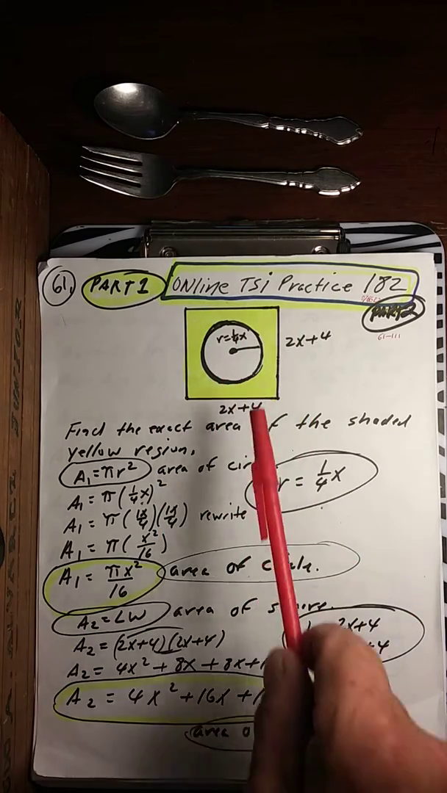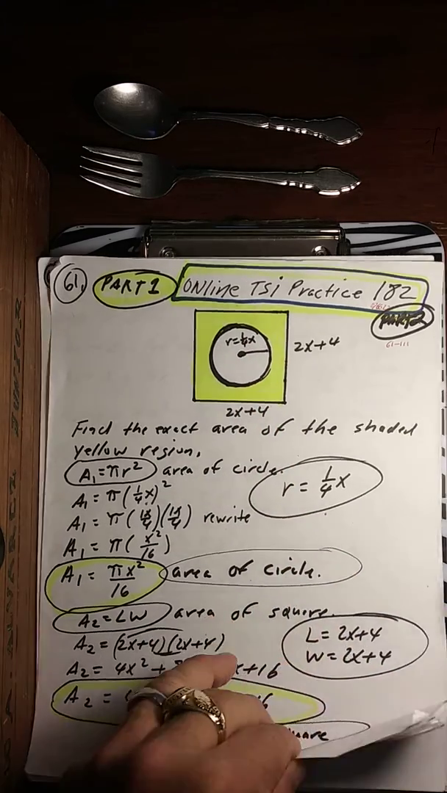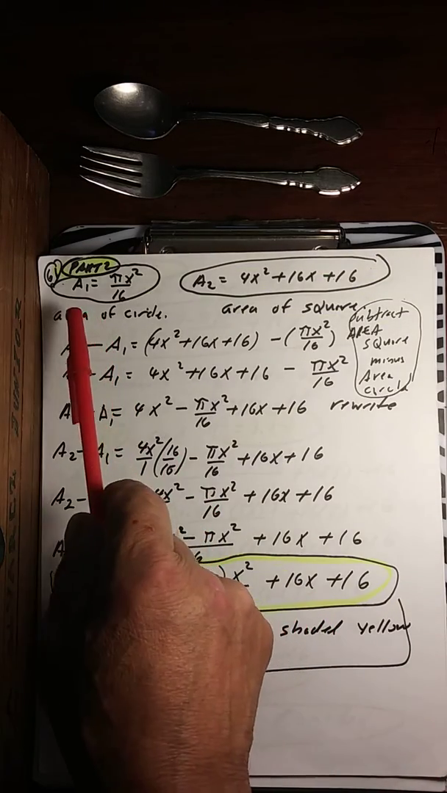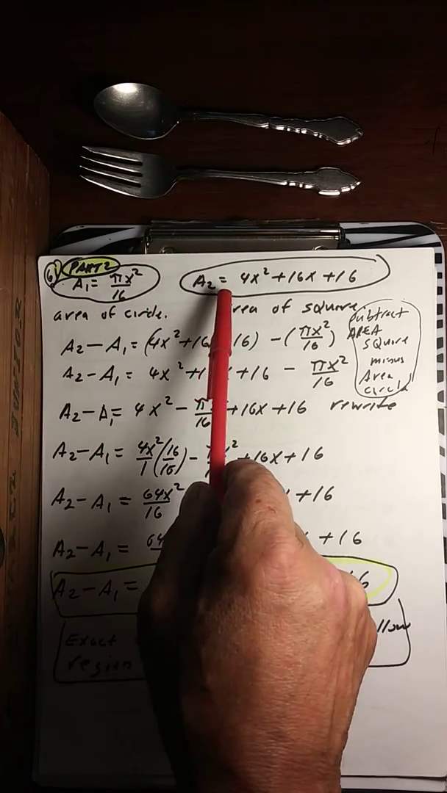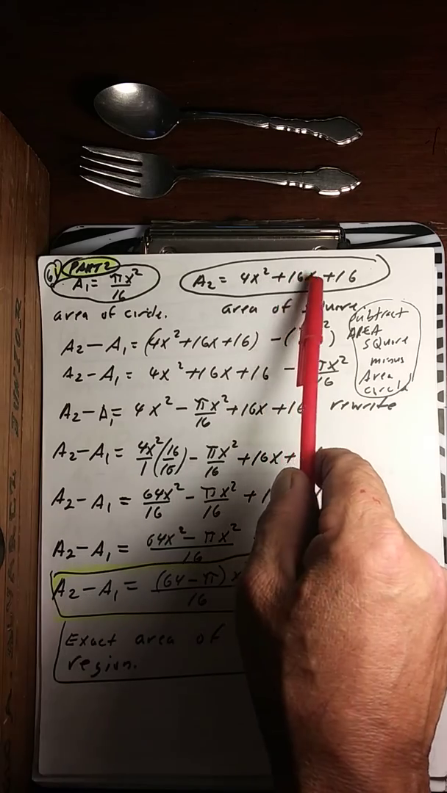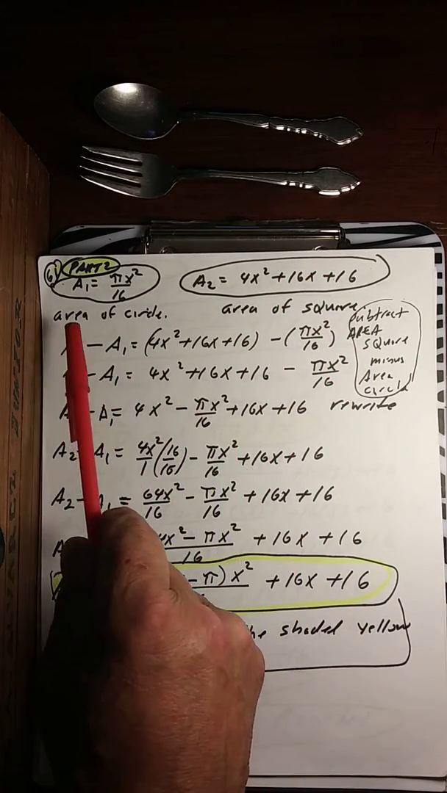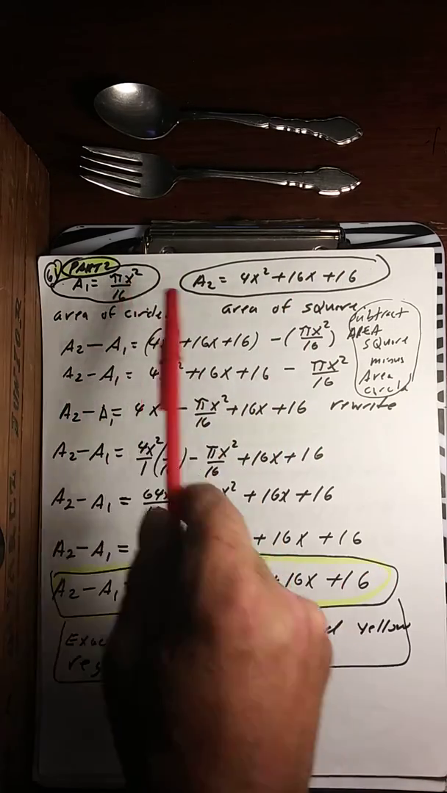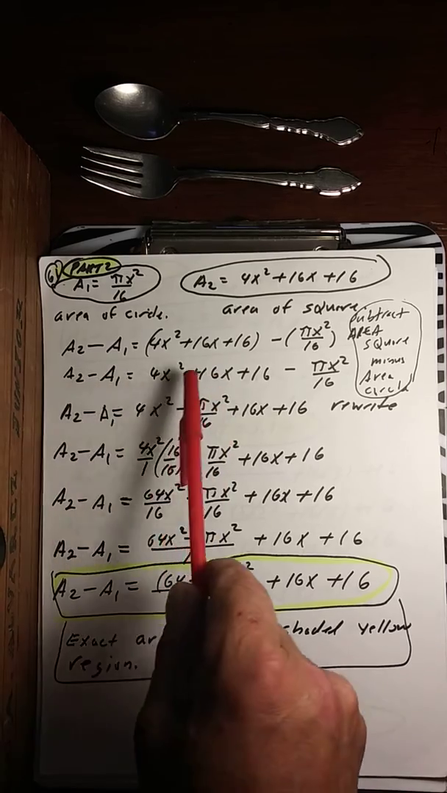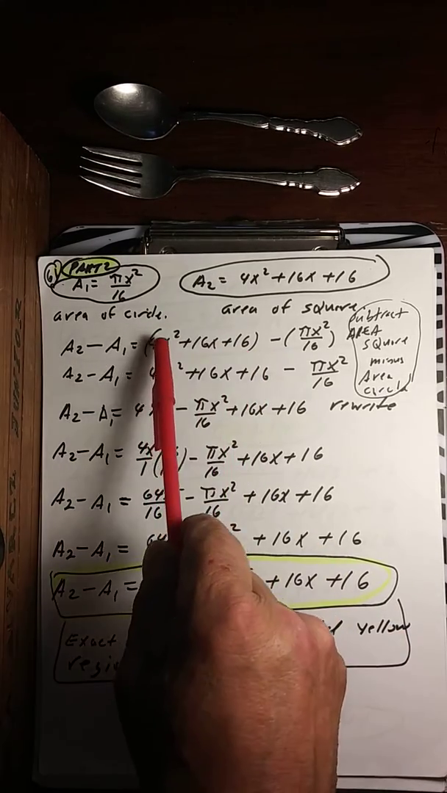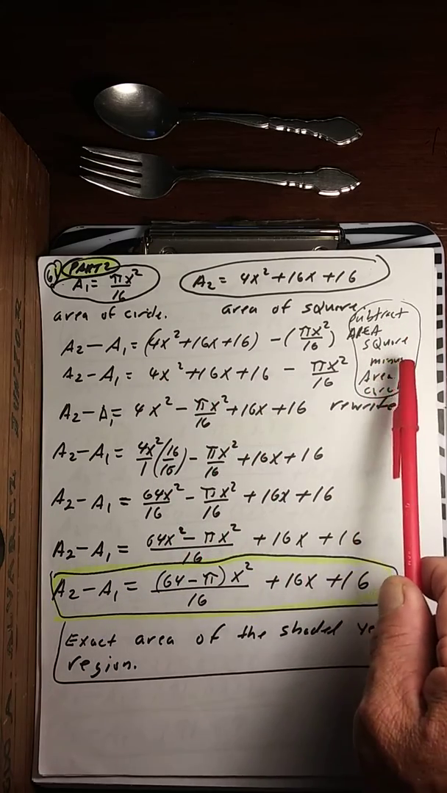So now, to find the yellow shaded area, we're going to subtract those two. A1 is pi x squared over 16. A2 is 4x squared plus 16x plus 16. So now, to find the shaded area, we subtract the area of the square minus the area of the circle: 4x squared plus 16x plus 16 minus pi x squared over 16.